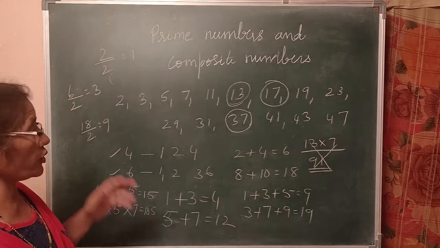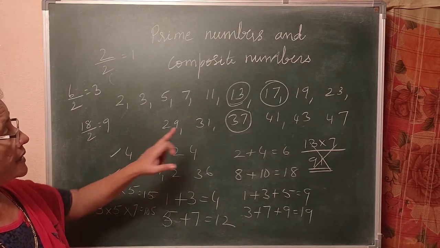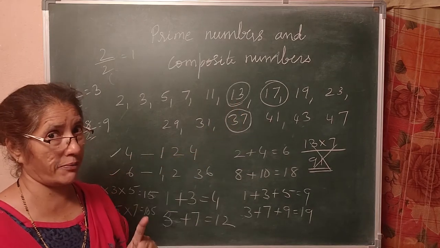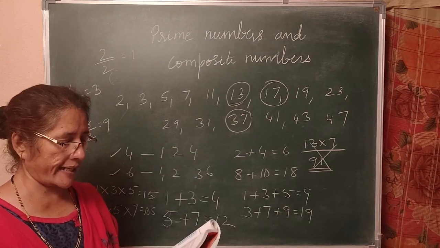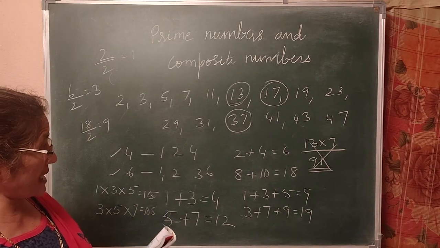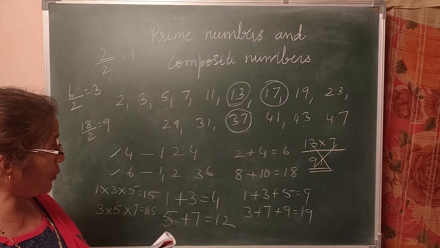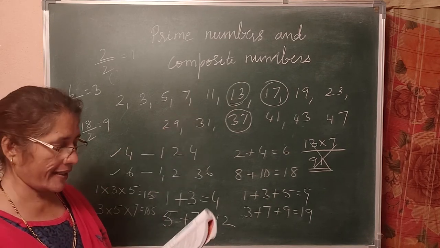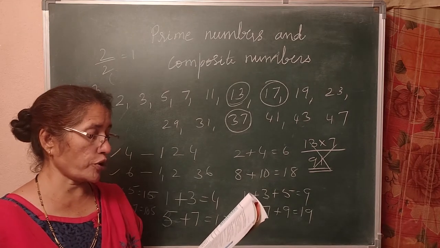Express the following as the sum of two odd prime numbers. 44. 44 you try. 31 plus 13, 44. I gave one example. Rest you do. Do you understand? 36. One more you want me to do? 36. You have to get 36. How can you do? 29 plus 7, 36. Like that you do.